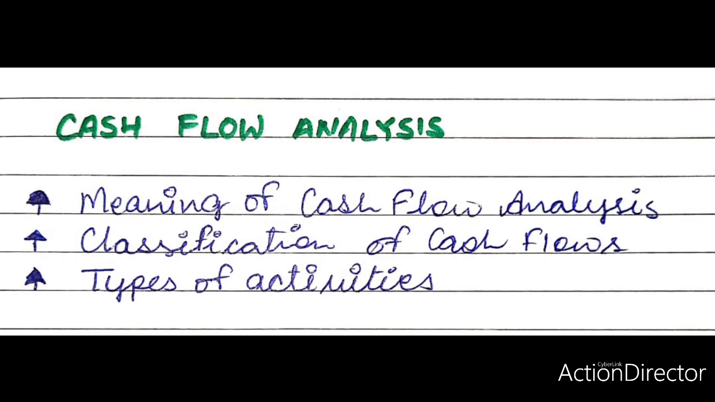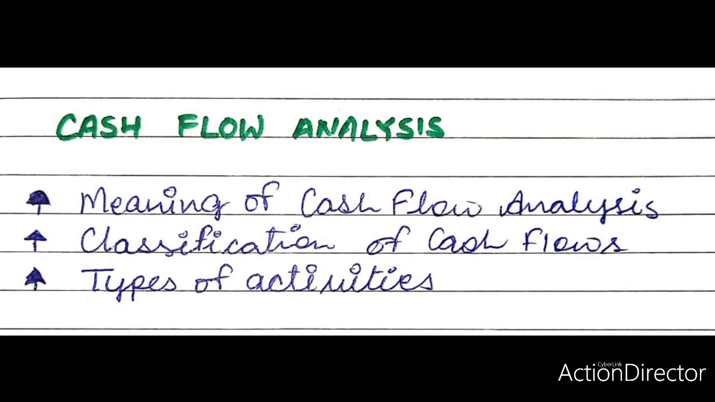Now let's understand cash flows from investing activities. Investing activities include the acquisition and disposal of long-term assets and other investments not included in cash equivalents. The separate disclosure of cash flows arising from investing activities is important. Examples of cash flows arising from investing activities are as follows: cash payments to acquire fixed assets, including intangibles.